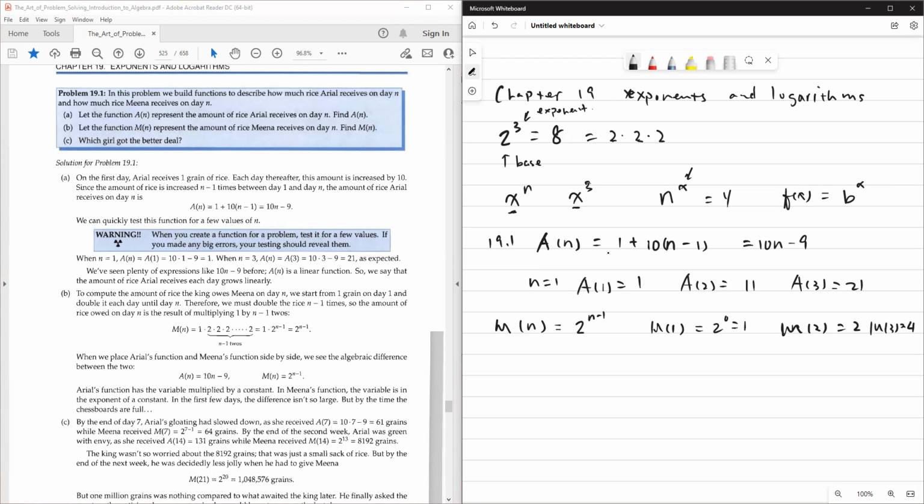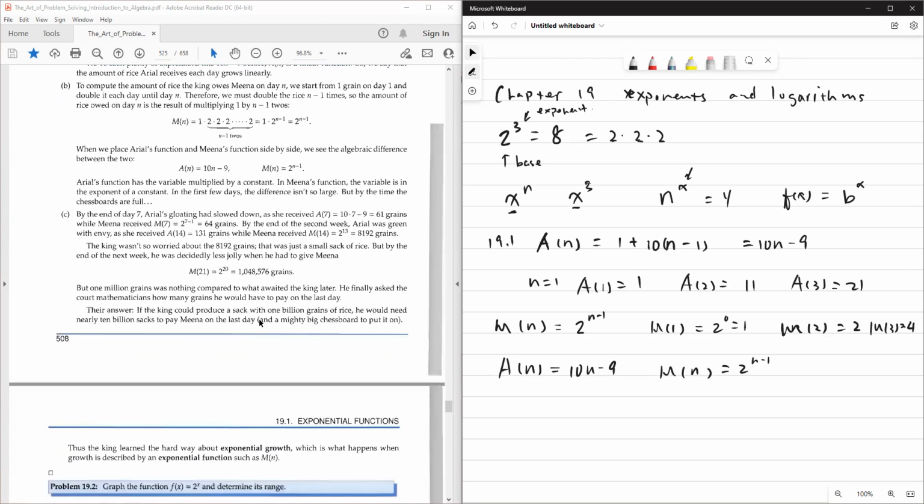So this is our function, right? We're trying to figure out who gets a better deal. So now we have the two functions. a_n equals 10n minus 9, m_n equals 2 to the n minus 1 power.